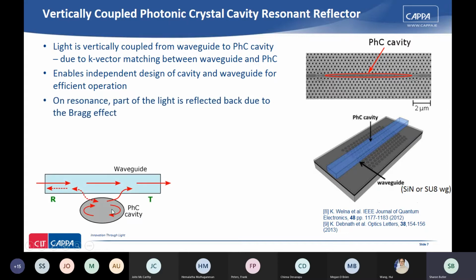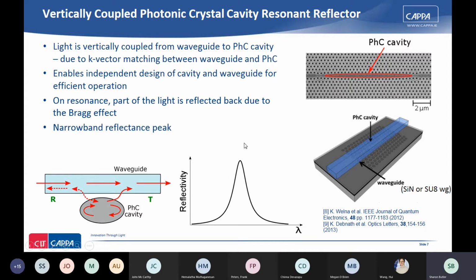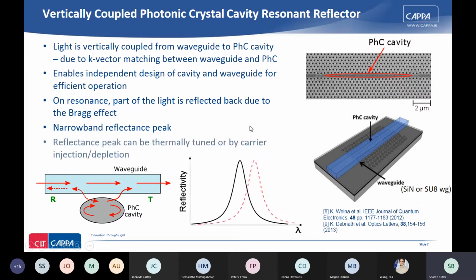So at the resonance frequency of the photonic crystal cavity resonator, part of the light is reflected back due to the Bragg effect. And that gives us a narrowband reflectance peak. And that peak can be tuned either thermally by heating the cavity or by carrier injection and depletion by doping across the cavity and the addition of a PN junction.